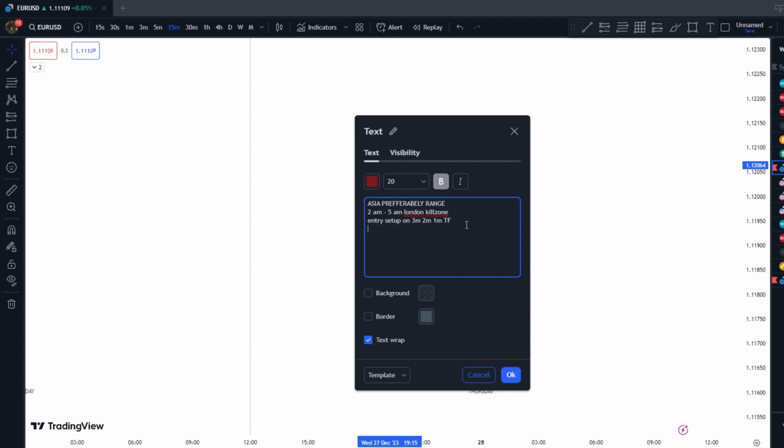What do we have more? Oh yeah, for entry, fair value gaps aligned with a breaker. The unicorn setup. This is my go-to setup for this strategy, and order block, of course.